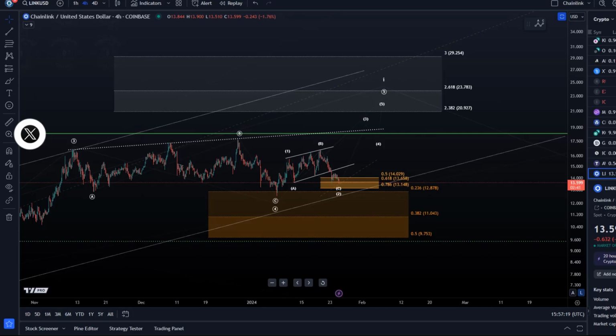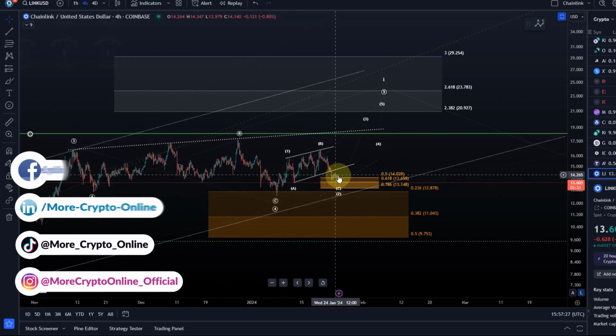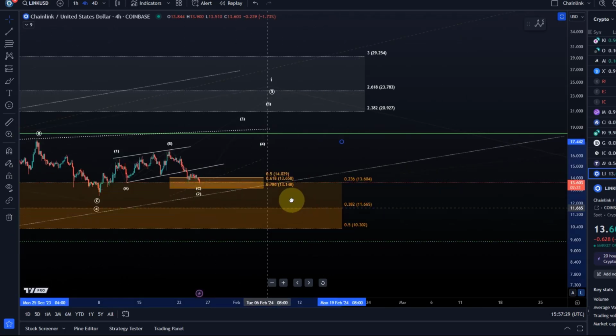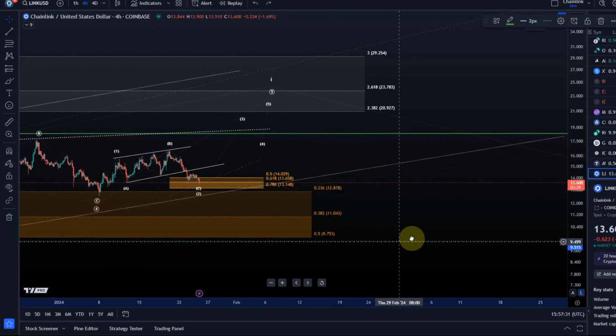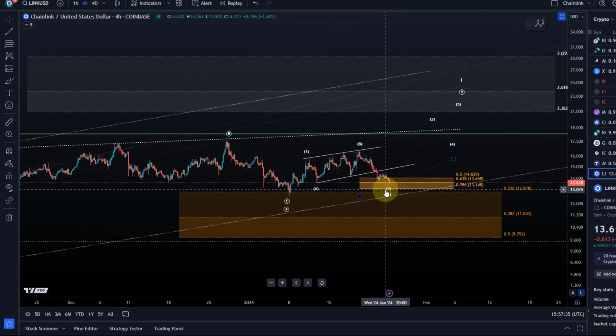LINK is basically in the same posture that it was in yesterday, same structure. Yesterday I highlighted that we might see one more low here, so that we could get 5 waves down in this C wave. We're going to zoom in a minute and put a micro count on this.